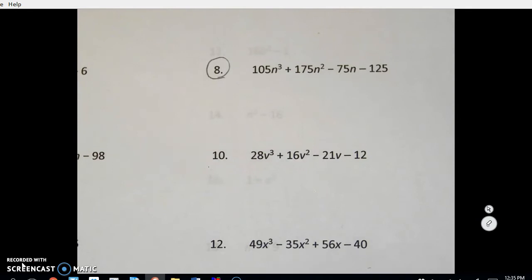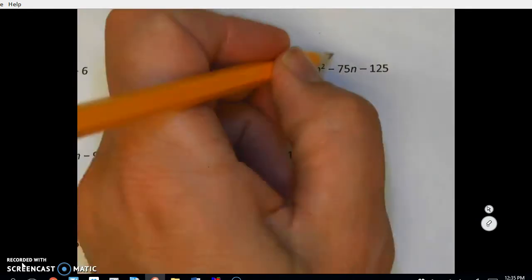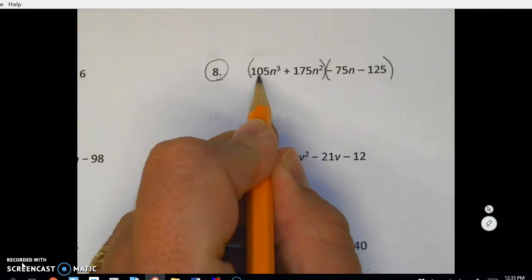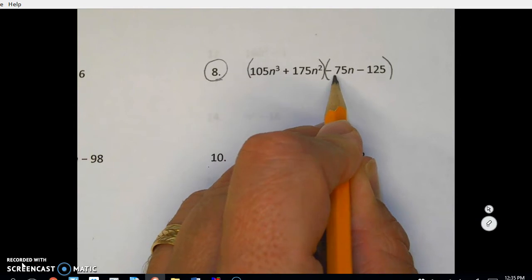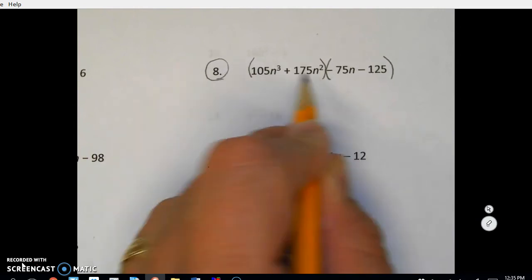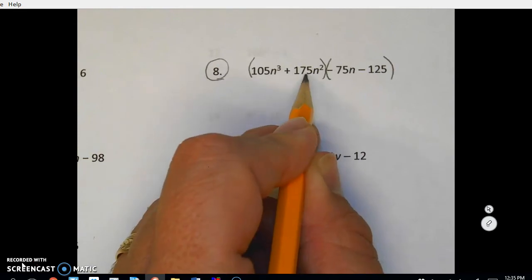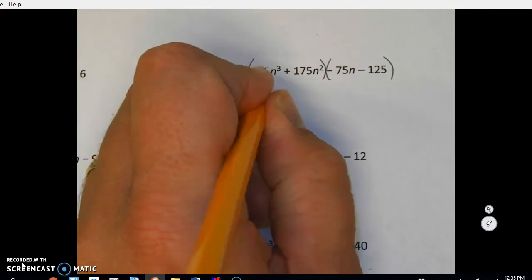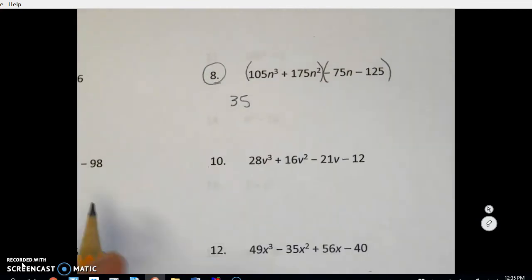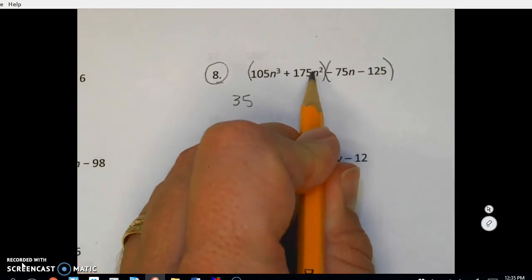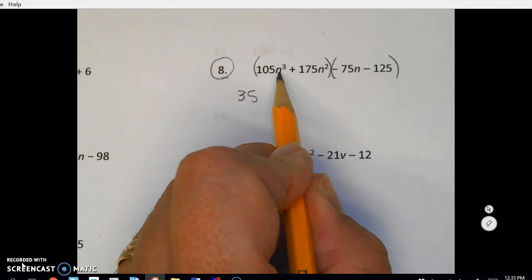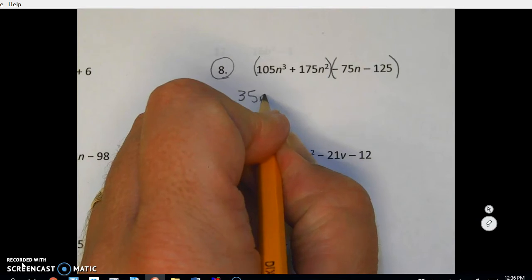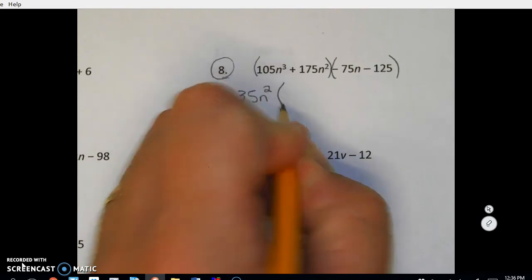So, factoring by grouping. I'm going to start off by grouping the first two terms and the second two terms. So what we want to do is factor a common factor out of these two terms. Now I did a little work on my calculator and I found out that 35 goes into both of these terms evenly. So we're going to factor out a 35, and then I can factor out, here we have 3 n's and here we have 2 of them. So I can factor out at most 2 n's from both.